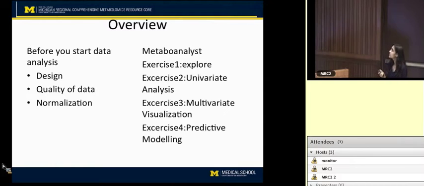I'm going to talk a little bit about the design again, and then quality of the data and normalization methods. And then we'll switch to MetaboAnalyst, and we'll have 4 exercises. The first exercise: we'll explore a data set with different factors, and we talked about quality controls and outliers and all these different things. And we'll see how we can explore data in different ways and check.